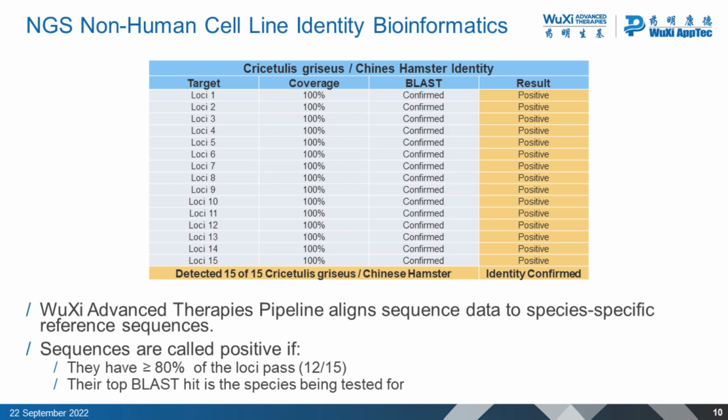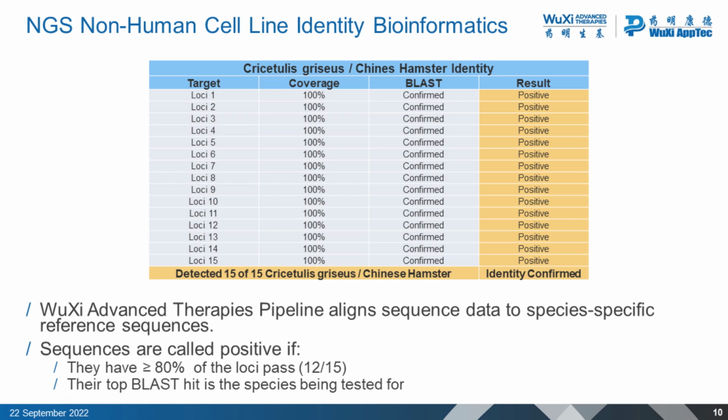The WuXi Advanced Therapies pipeline aligns the sequence data in a species-specific manner. The sequences are called positive if they have greater than or equal to 80% of the loci matched, which is what I was telling you earlier: 12 out of the 15 loci need to match. And the top BLAST hit should be for the species being tested. So in this particular example, we found that the top BLAST hit was Chinese hamster ovary, as expected.